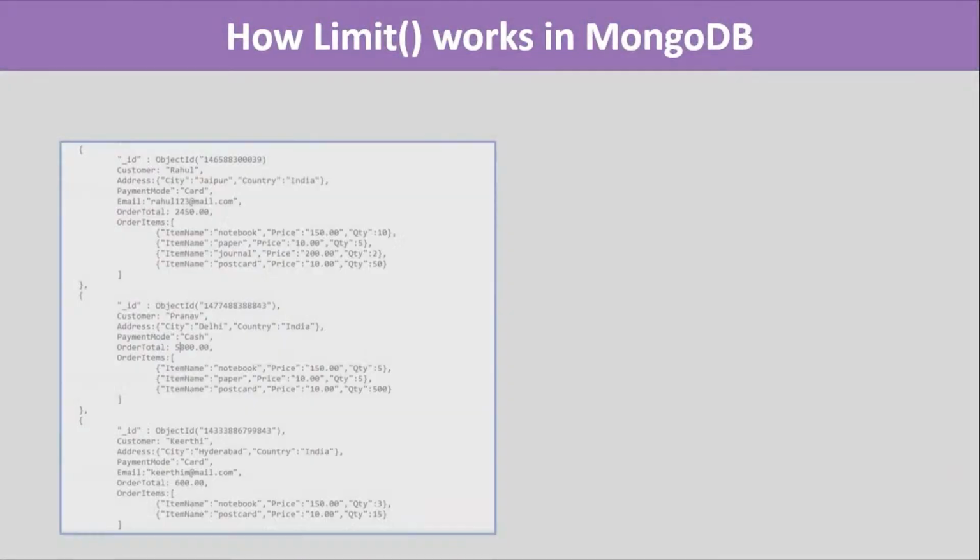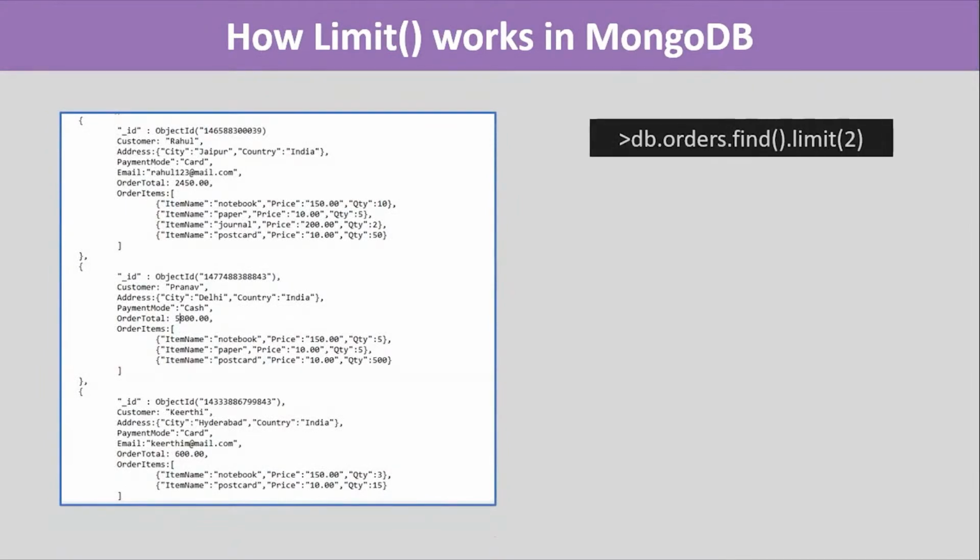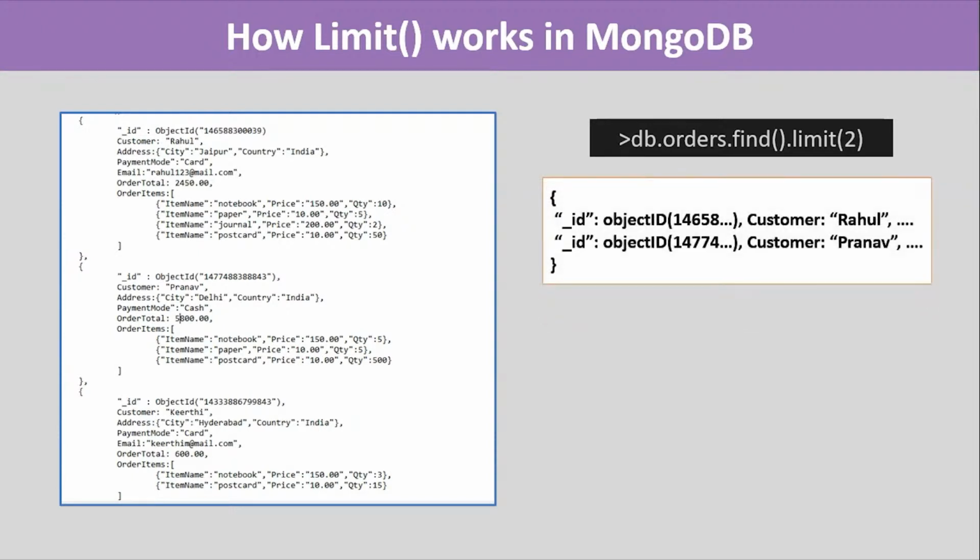So let us now understand again how a limit works in MongoDB. Again, let us consider the orders collection here. Let's say I want to retrieve only the first 2 documents from this, then the query would be db.orders.find().limit(2), and within the parenthesis I'm mentioning 2. So this would be the output wherein you will get the details of Rahul and Pranav, which are basically the first 2 documents present in our orders collection.